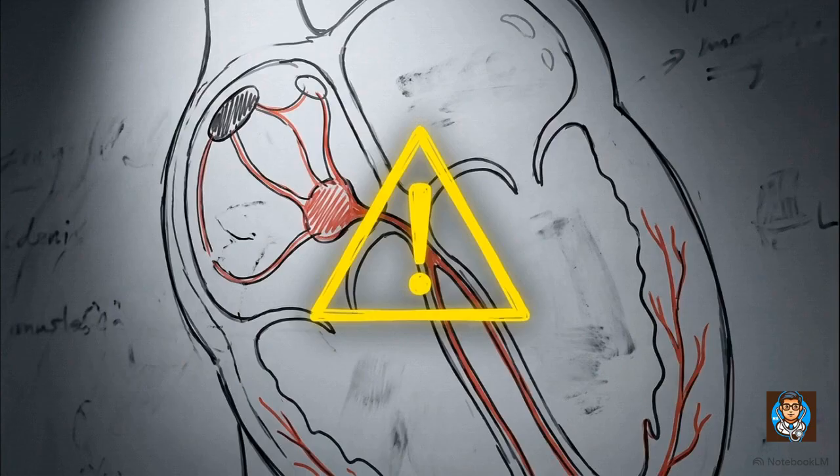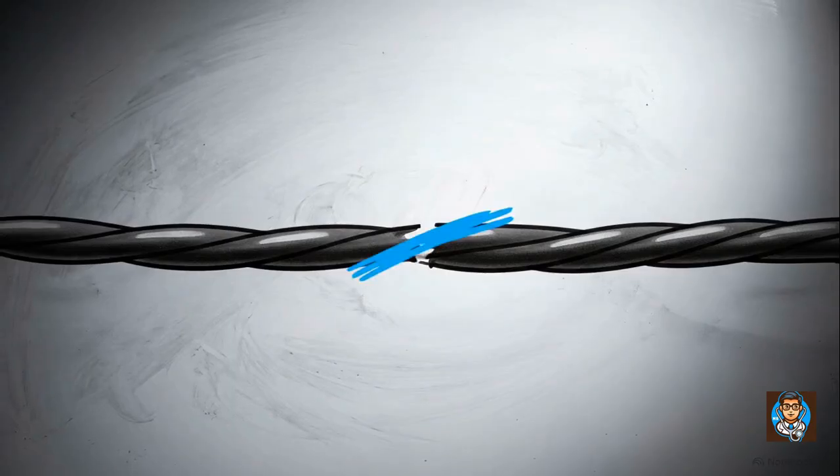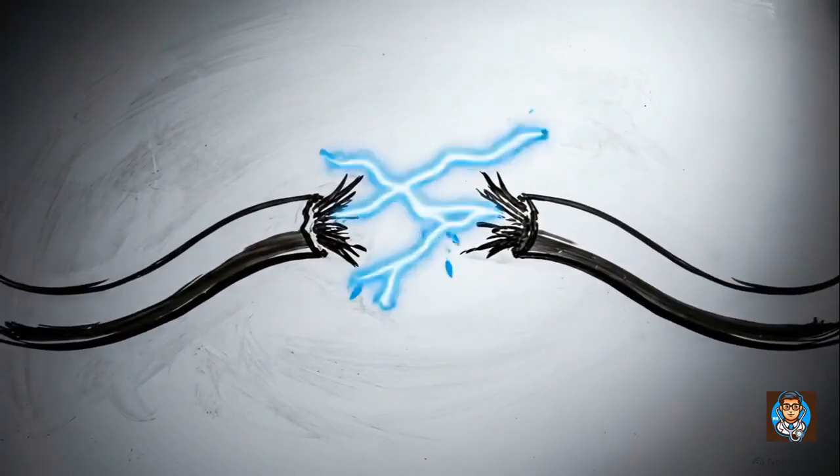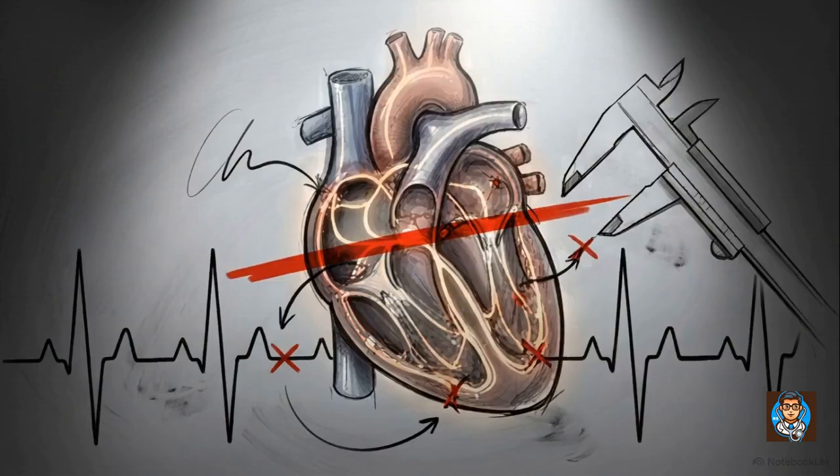Whether it is a delay or a dropped beat, every block situated at the AV node or His bundle manifests as a disruption to the timing ratio between the chambers. Third degree or complete heart block occurs when the electrical bridge is severed entirely. With the connection broken, the atria and the ventricles decouple and operate as 2 independent systems.